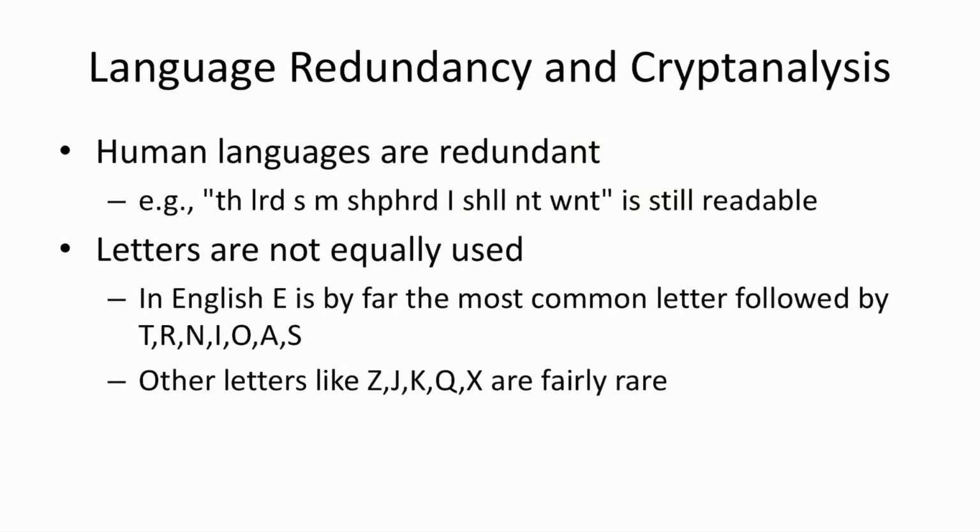Human languages are redundant. As the example here shows, we don't actually need all the letters in order to understand written English text. Here you can see that the vowels have been removed, but you can still understand this sentence. Try to guess what this sentence is. Secondly, all letters are not equally used. In English, E is by far the most common letter, followed by T, R, N, I, O, A, and S. Other letters such as Z, J, K, Q, and X are fairly rare, so very few words actually use them.